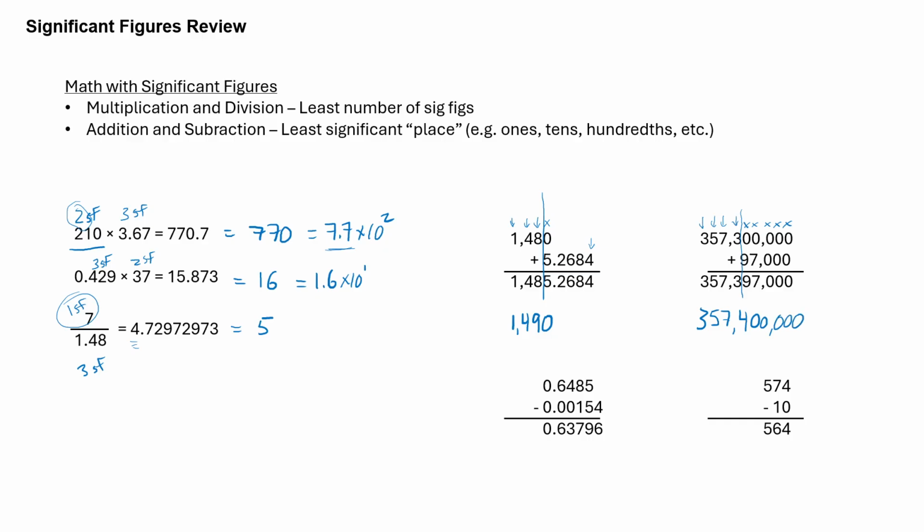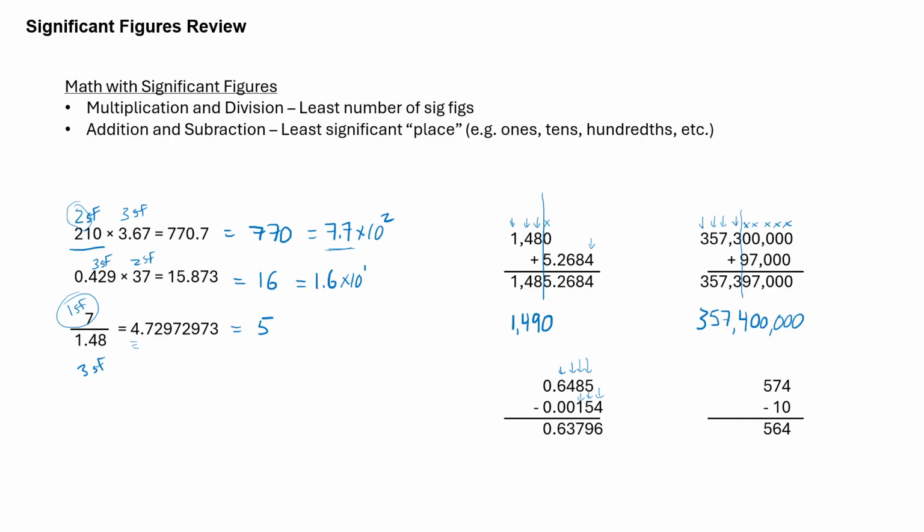So this is rounded to the least measured place, or the least significant place, not counting number of sig figs. I don't care how many sig figs it is, it's where are those sig figs. This next one is a subtraction, 0.6485. The 6 was measured, the 4 was measured, the 8 was measured, and the 5 was measured. These are all significant digits. Here I've got a 1 and a 5 and a 4 that are significant. And I'm worried about to the right how far.